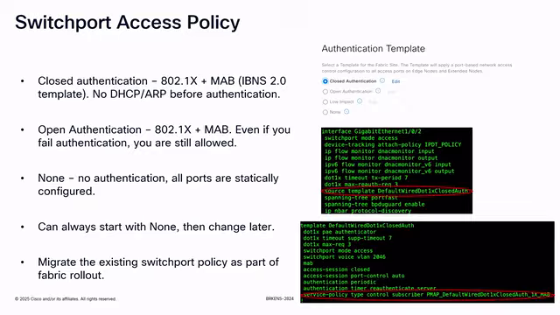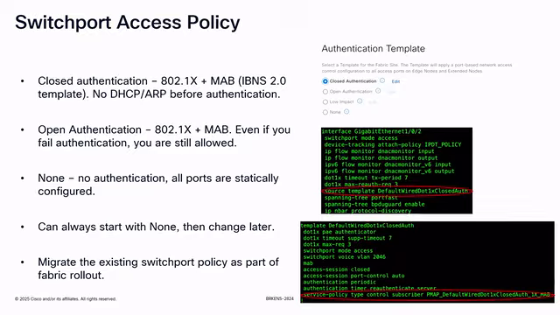Open authentication is similar to closed, with the difference that even if you fail authentication, you're still allowed. That's probably OK if you're piloting .1x, not good for production. None. None really means that there is no authentication. So all the ports have to be configured statically, just like we were doing it for the last 20 years. Switchport mode access, switchport access VLAN X. That's what you would need to do if it's none, right? Still possible through the GUI, so it's all still automated.